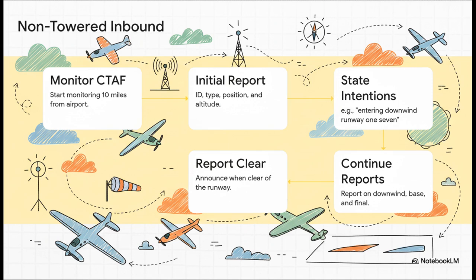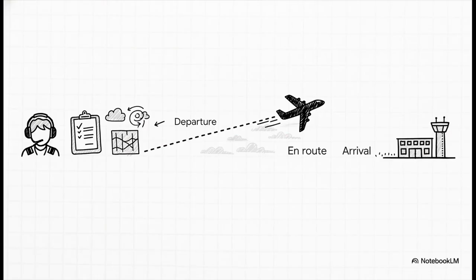Following this ensures that all aircraft in the vicinity are aware of each other's position and intentions. Chapter 5 takes you through a flight from start to finish. It covers pre-flight planning, how to interpret NOTAMs or notices to airmen, and then walks through the standard procedures for departure, en route flight, and arrival.